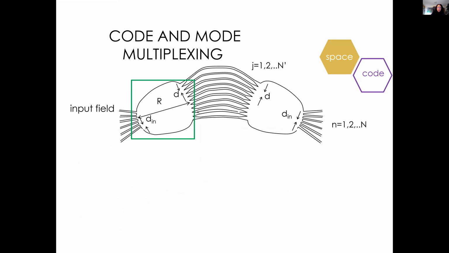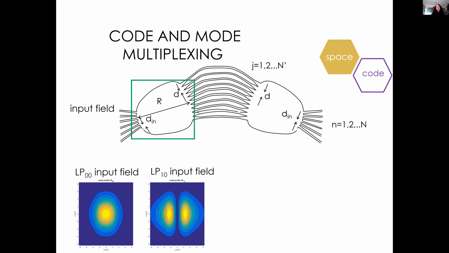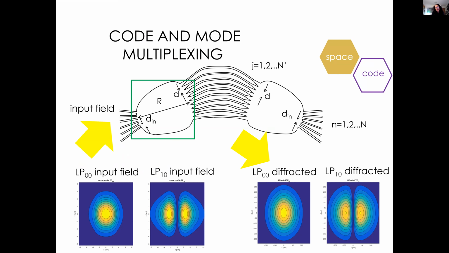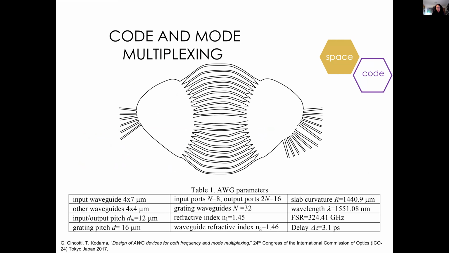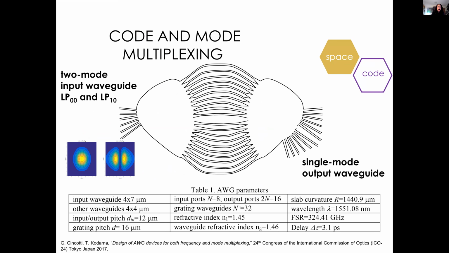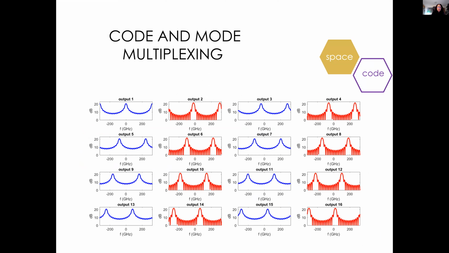It is also possible to design an AWG that performs both code multiplexing and mode multiplexing. I don't give all the design guidelines, but it's basically an intuitive approach. And basically you see here the same code, but two different modes at the different ports of the AWG.